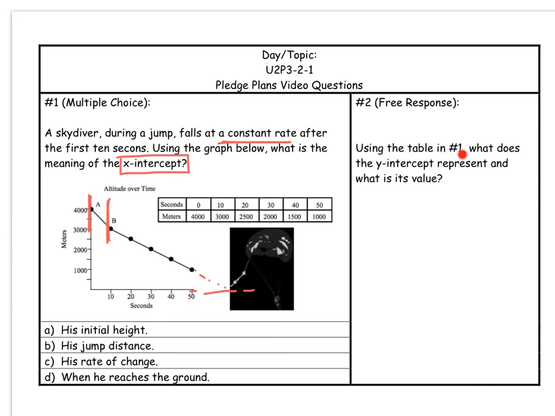And then using table 1, what does the y-intercept represent and what is its value? So the y-intercept is over here. What's its value? But the key question is, what does the y-intercept represent?